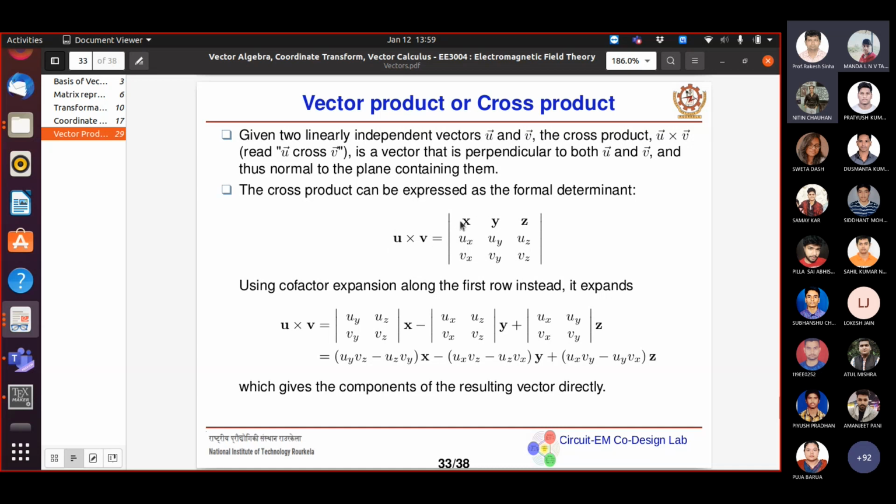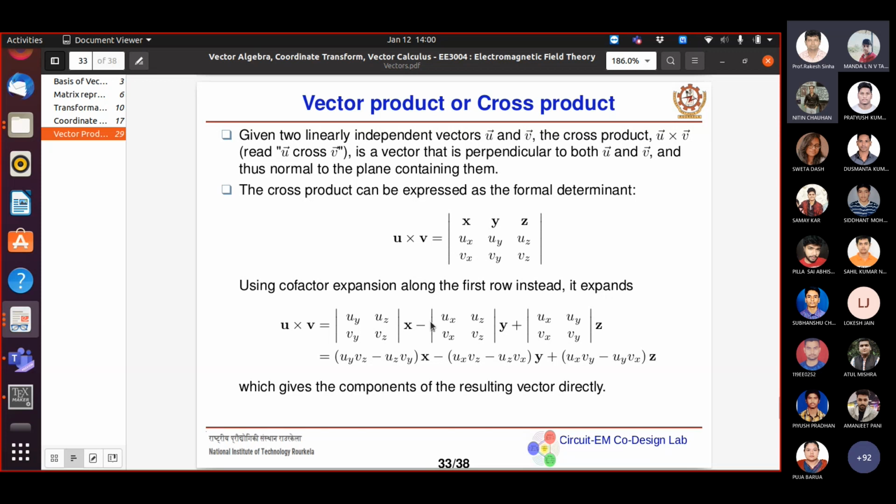Okay, so here x is the unit vector in the x direction, y is the unit vector in the y direction, and z is the unit vector in the z direction. Okay, and ux is the component in the x direction, uy is the component in the y direction, and uz is the component in the z direction. And similarly, v has three components. If I determine the determinant of this matrix, that is basically the cross product.